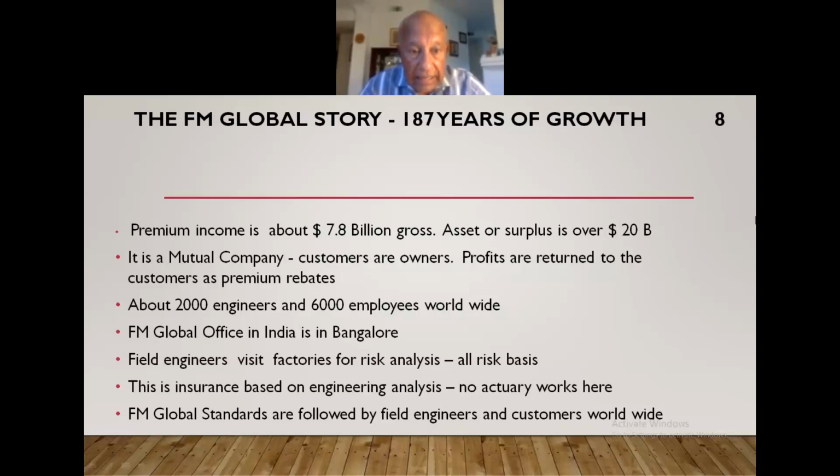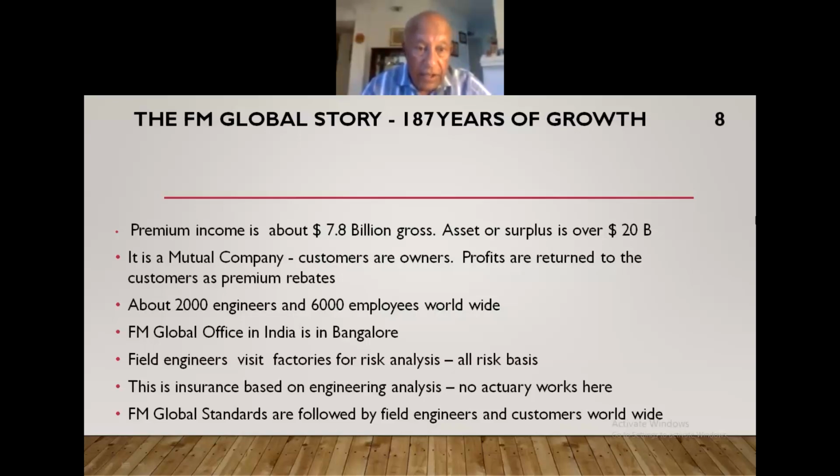Engineers are hired in their own countries, but they have to come to the US for intensive training so that whether you are a US engineer or Indian engineer or British or German engineer, you work to the same high standards and produce the same high quality of work. The FM Global office in India is in Bangalore. So this is for our newer engineers and soon to be graduate engineers. If you are interested in a career in this field, you can always find them on Google and contact them directly.